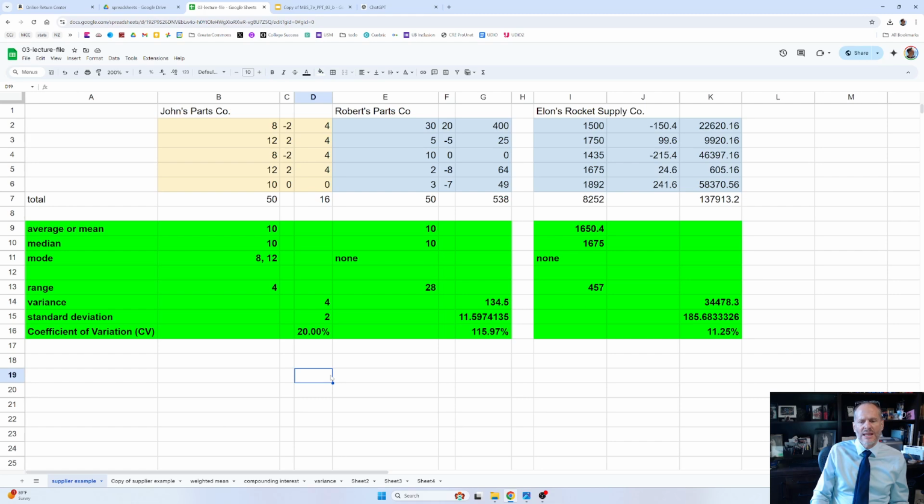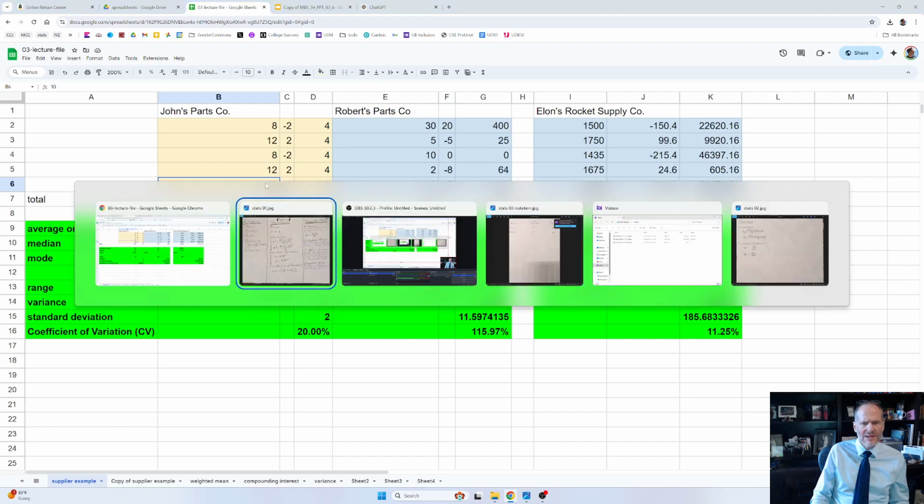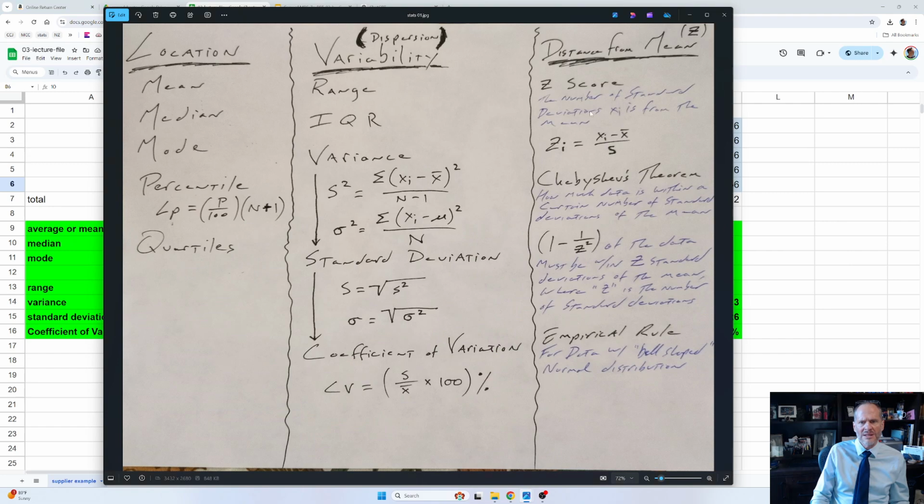So that's a little bit of an overview. And then the next thing we're going to do is see, for each individual data point, how far it is from the mean in standard deviations. And we're going to do that with the z-score.